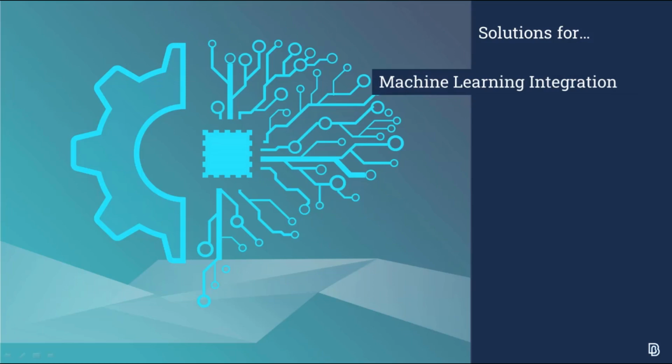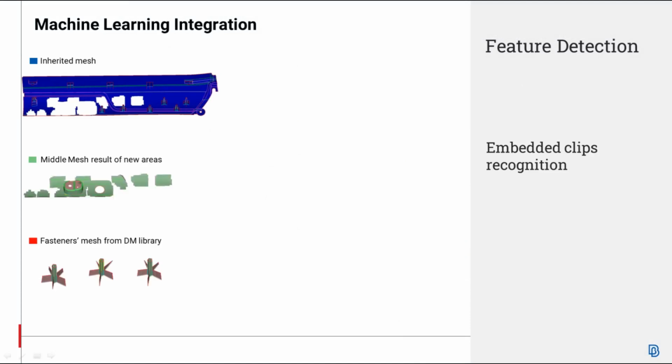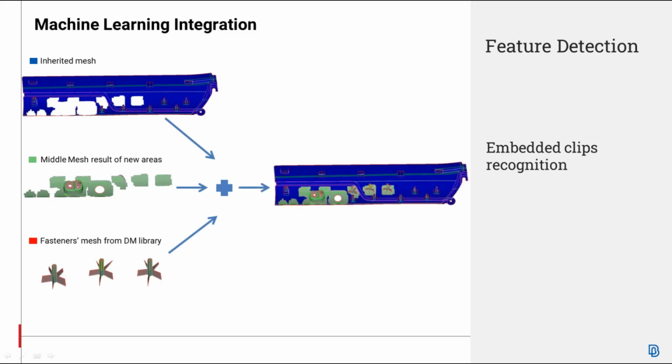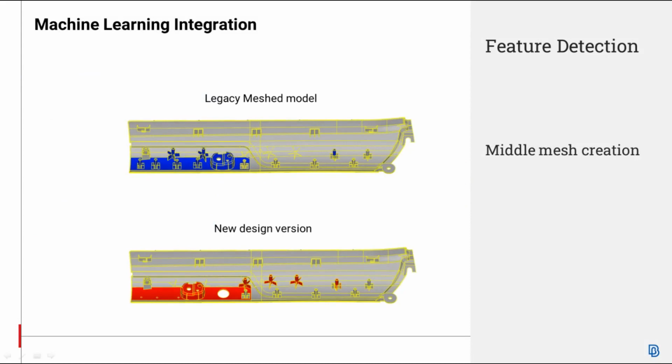Another field with some dedicated tools that have come to life quite recently is the machine learning integration field. Seamless cooperation of machine learning identification with inheritance of the mesh from previous models during the generation of the middle mesh is available, as well as automatic connection of embedded CLIPS FE representations which are stored in the DM with the underlying parts through the feature manager and casting. An example regarding the feature detection is now illustrated.